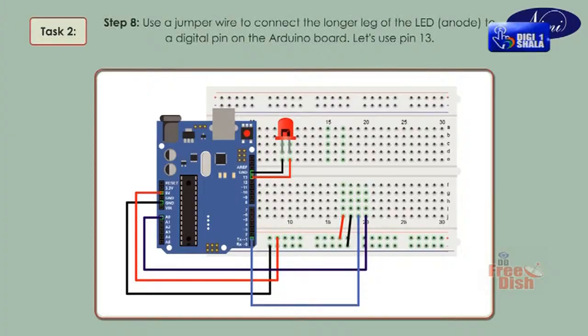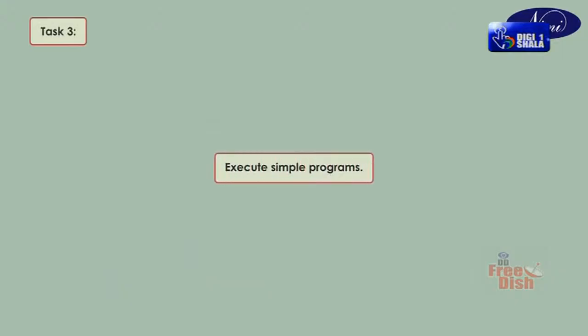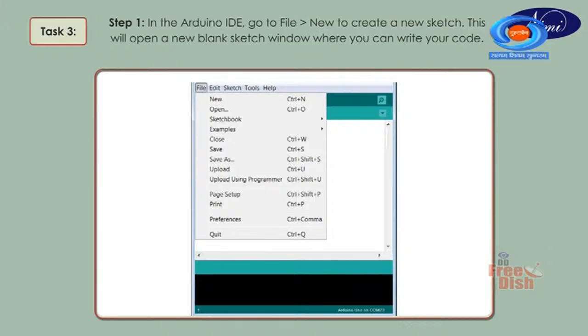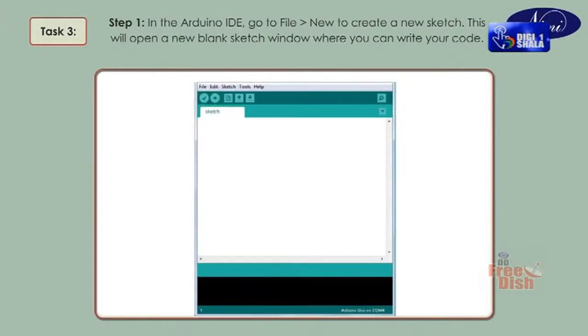Step 8. Use a jumper wire to connect the longer leg of the LED anode to a digital pin on the Arduino board. Let's use pin 13. Task 3. Execute simple programs. Step 1. In the Arduino IDE, go to File, New to create a new sketch. This will open a new blank sketch window where you can write your code.